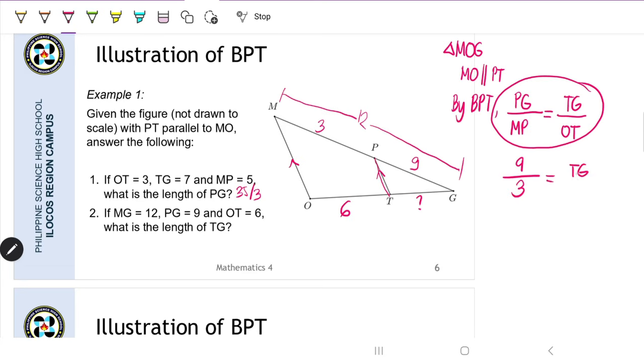And TG is unknown. OT is 6. So applying cross multiplication here, 9 times 6 is 54, and 3 times TG is 3TG. Therefore, TG is 54 over 3. So that is exactly equal to 18.